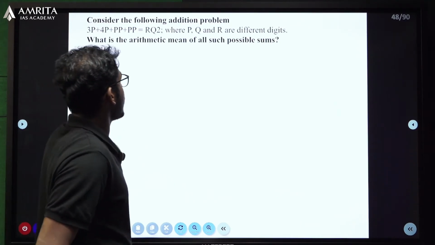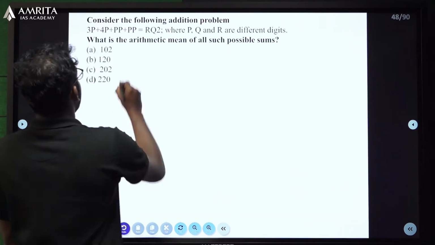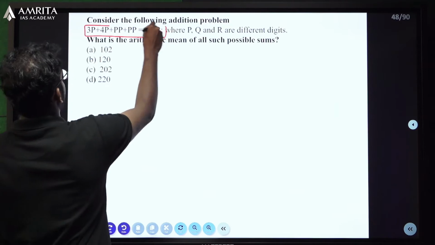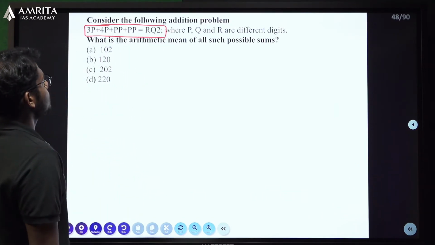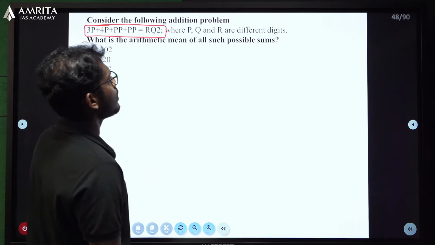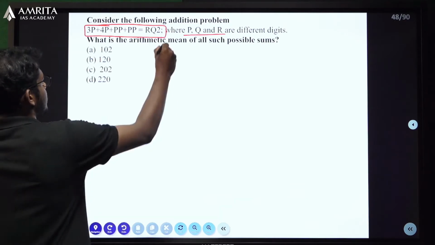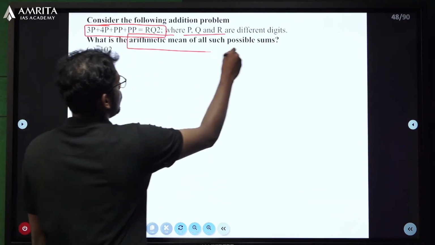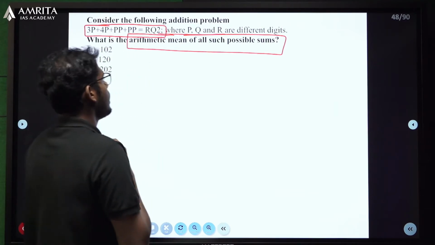Okay, this question was actually asked in the year 2021 prelims. The question says 3p plus 4p plus pp plus pp is equal to rq2, where p, q and r are different digits. Okay, p, q, r hold different values. The question is, what is the arithmetic mean of all such possible sums? Okay, all such possible sums. Okay, let's check.